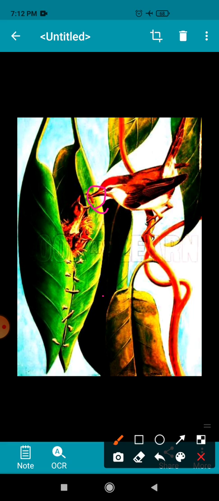This tailor bird uses its beak to join these two leaves, and here you can see the stitches. Okay, children, they sew the leaves perfectly, so they are known as tailor birds.